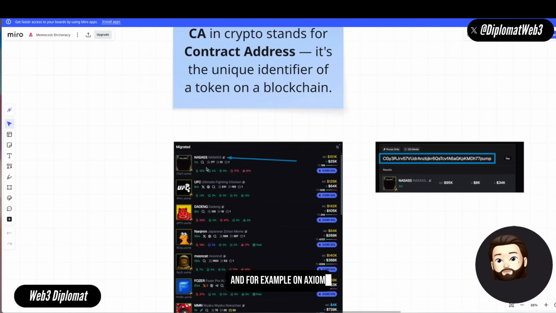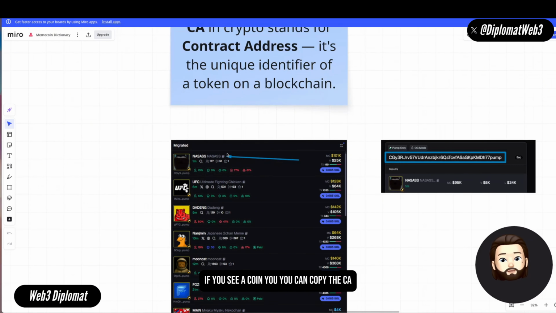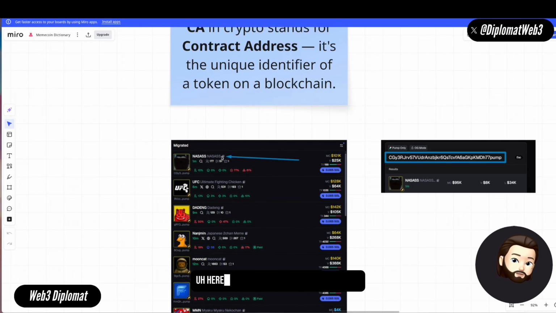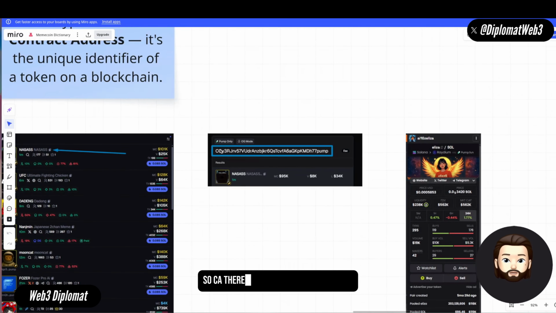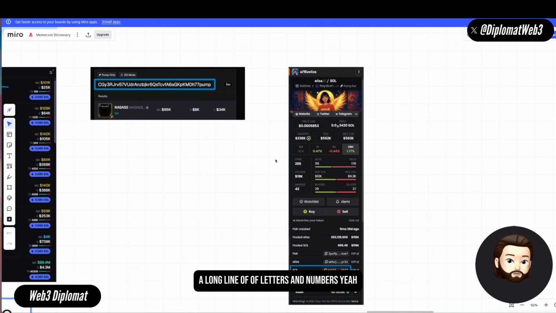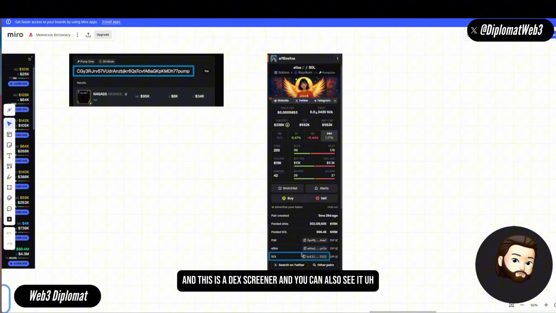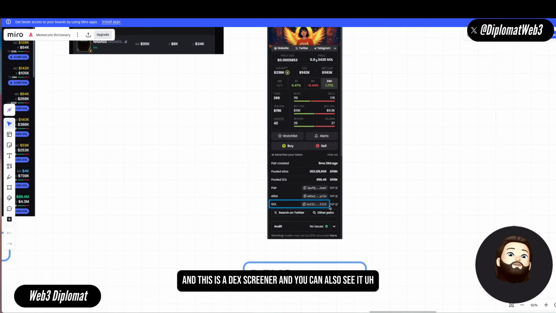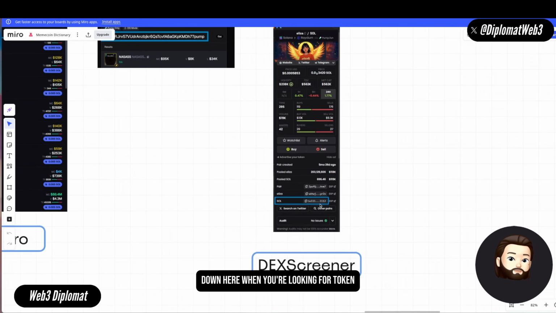And for example, on Axiom, if you see a coin, you can copy the CA. Here's a little copy button. And CA is numbers and letters, uppercase, lowercase, everything is just a mix, a long line of letters and numbers. And this is DEX Screener, and you can also see it down here when you're looking for a token.